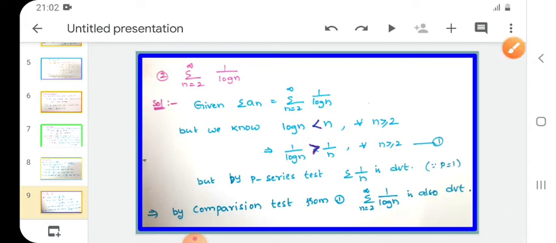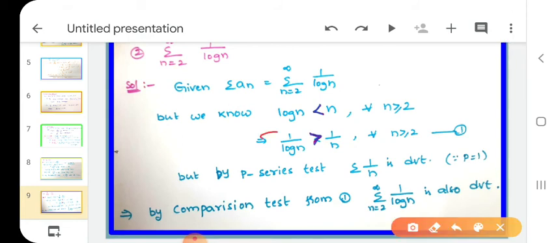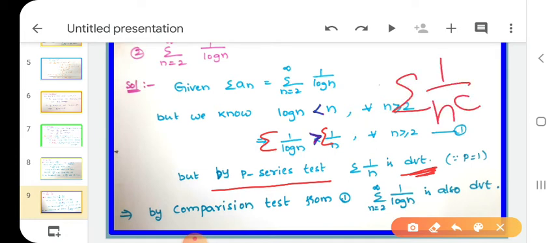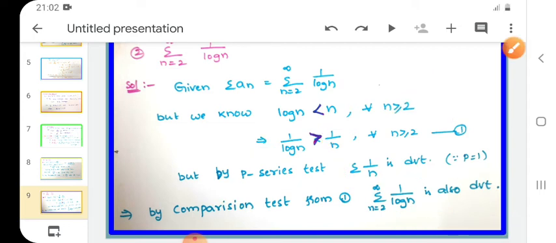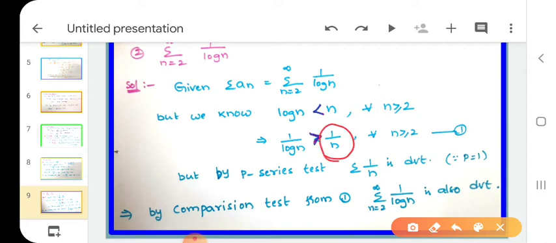Here also we have two series, summation 1 by log n and summation 1 by n. First I check whether summation 1 by n is convergent or not. Which test do I use here? P series test. By P series test, summation 1 by n is divergent. Why? In summation 1 by n, what is the value of P here? 1. For P equals to 1, the series is divergent. So, summation 1 by n is a divergent series.